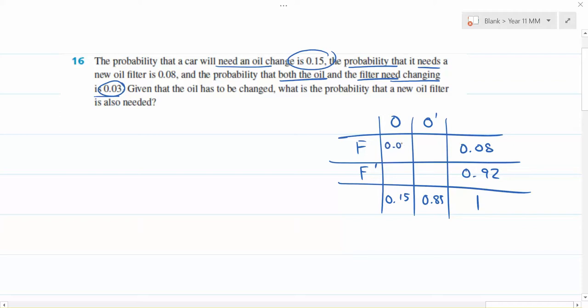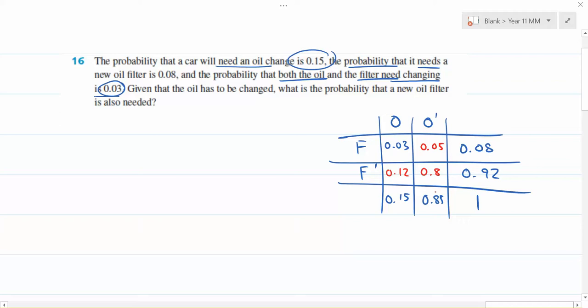So this is 0.03. Now, if that's 0.03, you can fill out the table. You can say, all right, this has to be 0.05 because 3% plus 5% gives 8%. This has to be 0.12 because 12% plus 3% is 15%. And finally, 12% plus what gives you 0.92, this has to be 80%. Which makes sense again, because if you add vertically, 0.05 plus 0.8 gives you 0.85. So I've got my table.